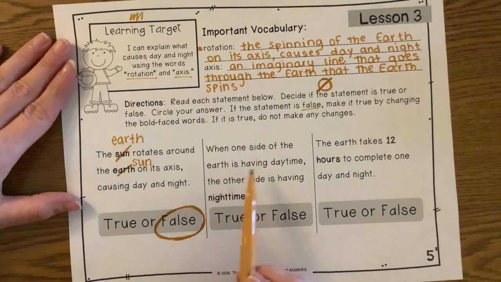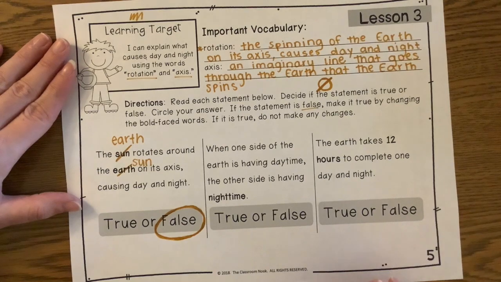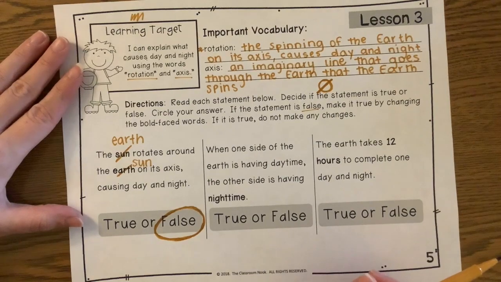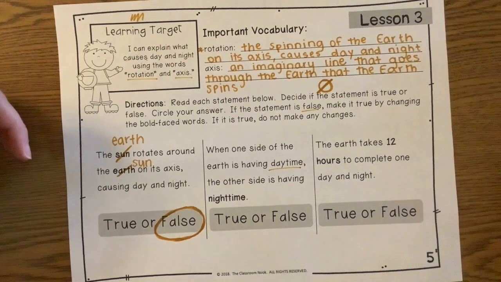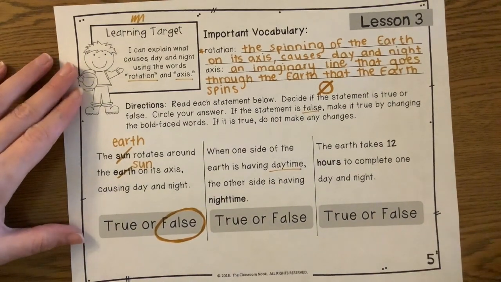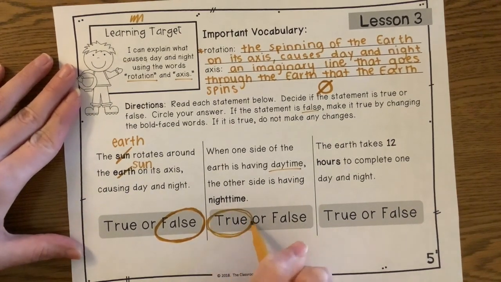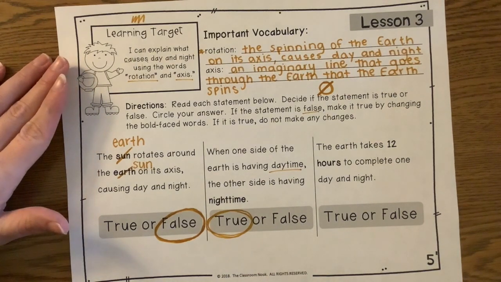When one side of the Earth is having daytime, the other is having nighttime. Do you think that is true or false? Think about our globe and our light bulb. When one side was all in the light, was the other side having nighttime? True or false? This is true. We don't have to change anything because it's true. Good job. All right, one more.